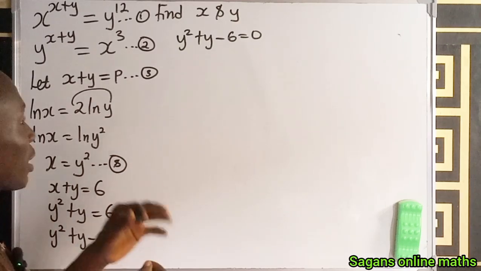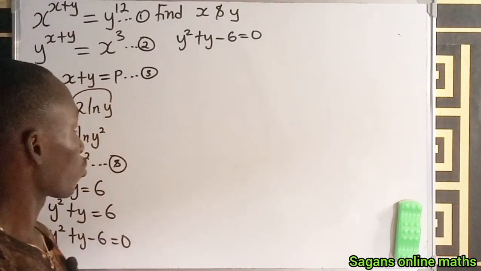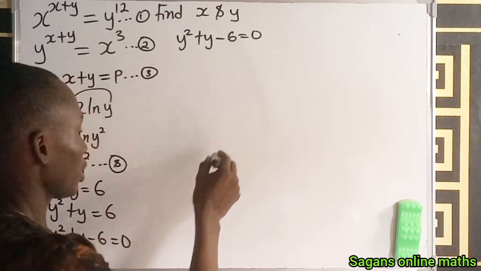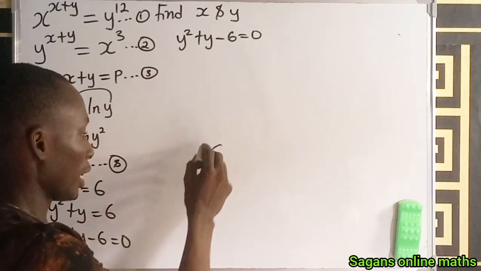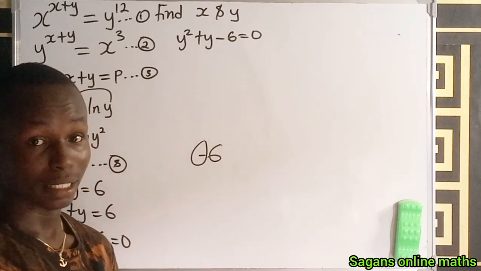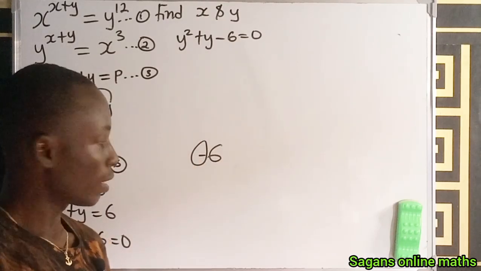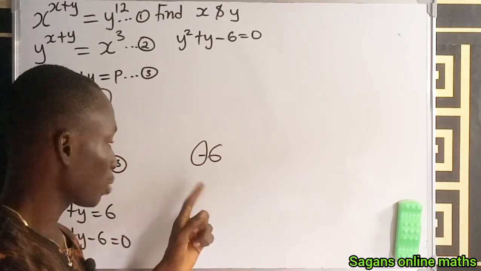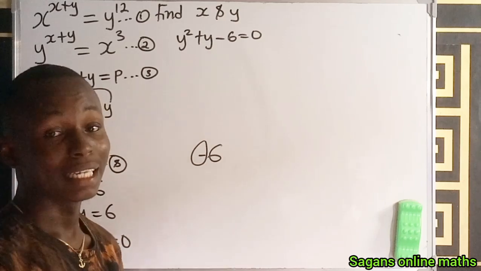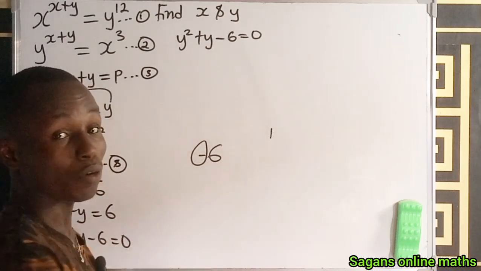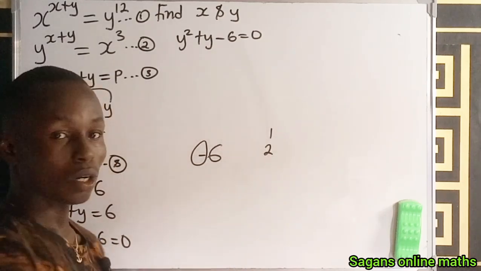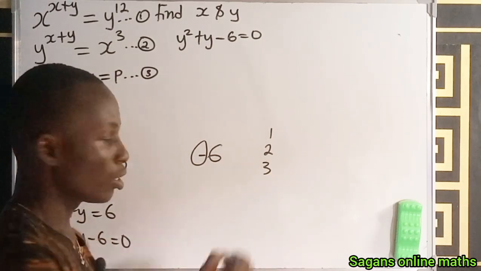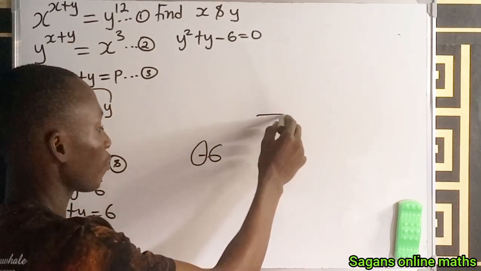We have y squared plus y minus 6 equals 0. Let's determine the value of y. We know that the constant term here is minus 6, and the coefficient of y squared is 1. So, let's consider 6 itself. What are the factors of 6? Let's ignore the minus and work on the 6. Factors are those numbers that can divide 6 without remainder. 1 is a factor of 6, 2 is a factor of 6, 3 is a factor of 6, and even 6 itself is also a factor of itself. These are called the factors of 6.